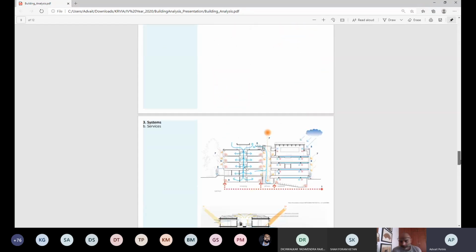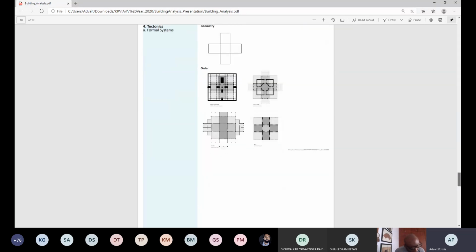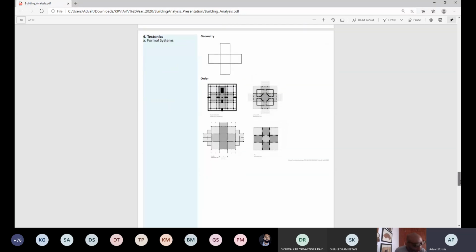Okay, services, tectonics. Now tectonics has, in this case, a geometry and there is an order, then there is composition. So this is the base thing. Like you have some basic shapes. You start.